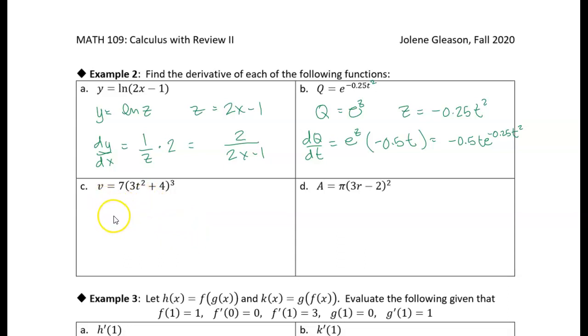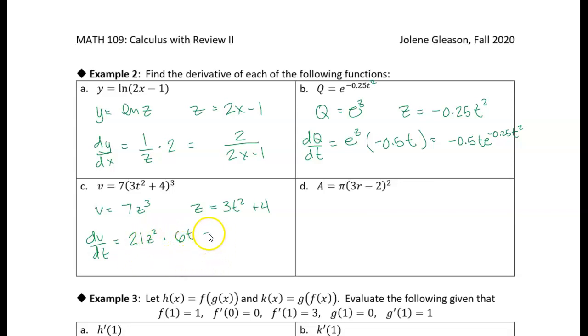So let's take the derivative of this. We called v 7z cubed, so z is the inside function, where z is equal to 3t squared plus 4. So we want dv/dt. The derivative of the outside function is going to be 21z squared, and then we want to multiply times the derivative of the inside function. So I'm going to get 6t, and the derivative of the constant is 0. Let's clean that up again because we need to replace the z.